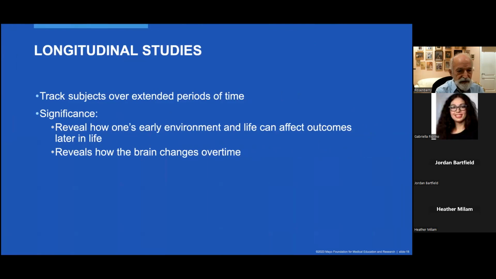Longitudinal studies track subjects over extended periods of time, and they're significant because they reveal how one's early environment and life can affect outcomes later in life.